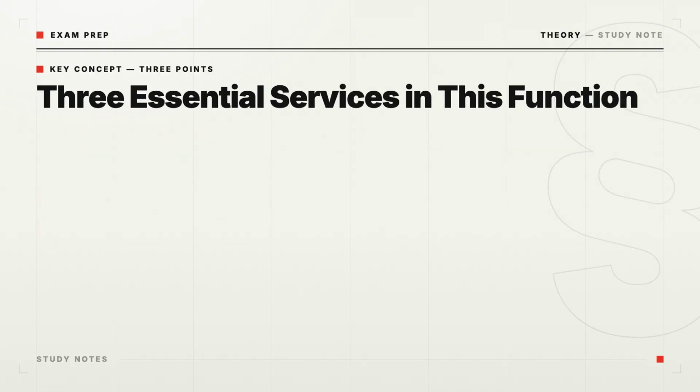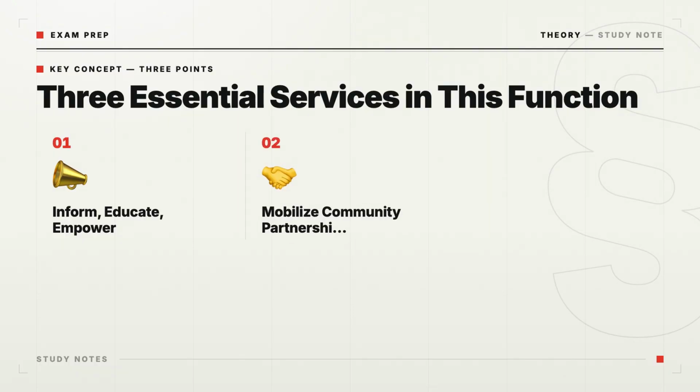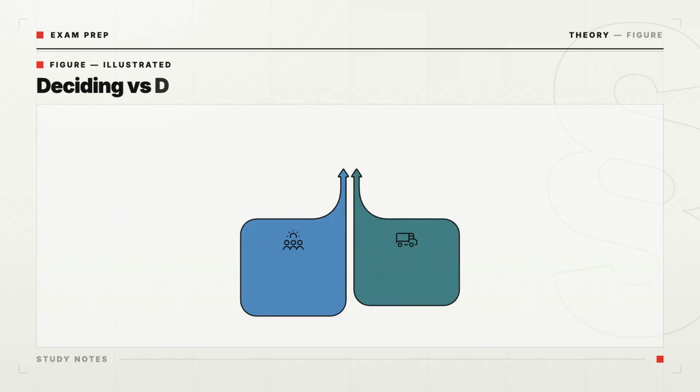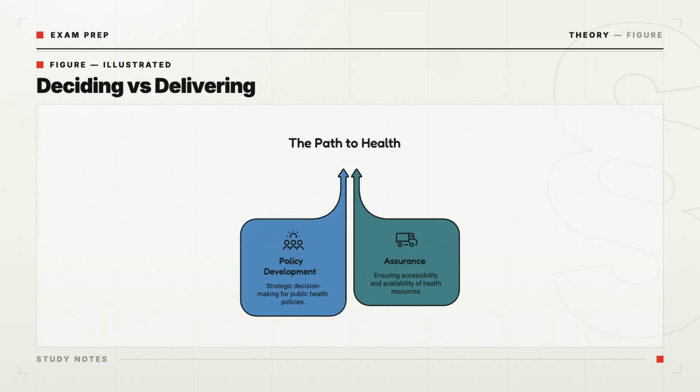record. 3 of the 10 essential services carry this function: informing, educating, and empowering people, mobilizing community partnerships with coalitions, employers, and schools, and developing the policies and plans that are the formal output, whether a strategic plan, a regulation, or a proposal. The boundary that generates errors runs between deciding and delivering.